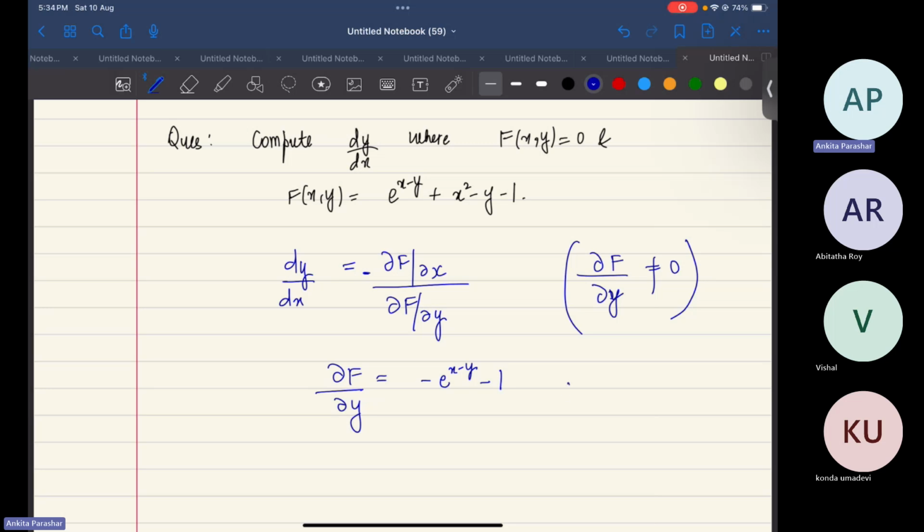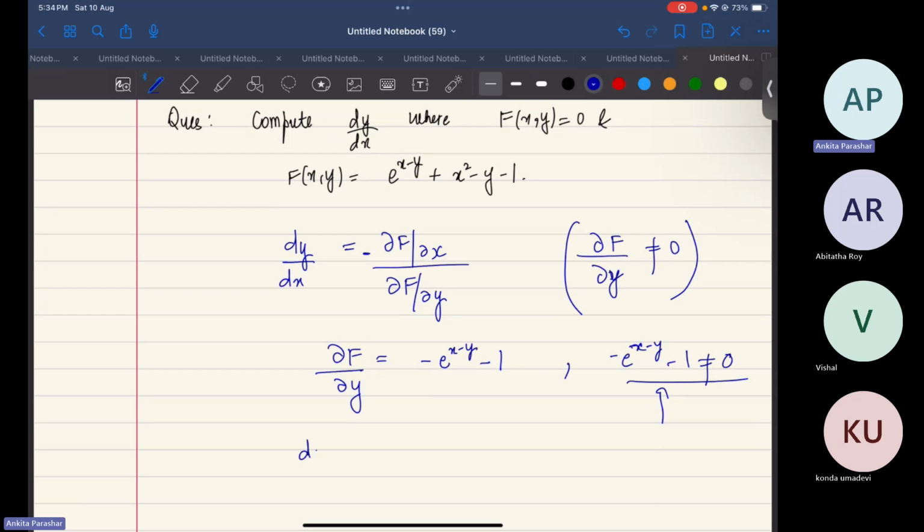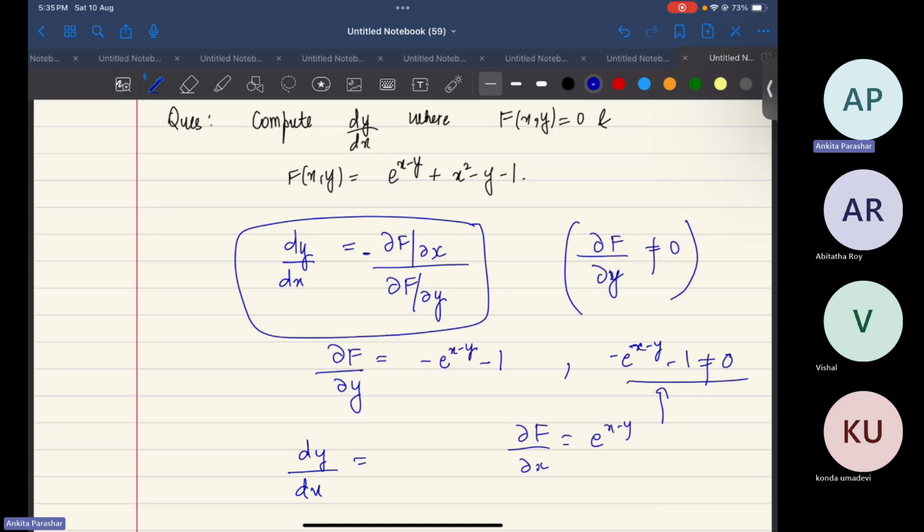So we have to make sure that this, minus e^(x-y) minus 1, should not be 0. If this is not 0, then only we can compute. So we can write that whenever x and y make this part non-zero, then we can compute dy/dx. And how did you get this, by the way? Here ∂f/∂x is nothing but e^(x-y) plus 2x. So it is simply this part.